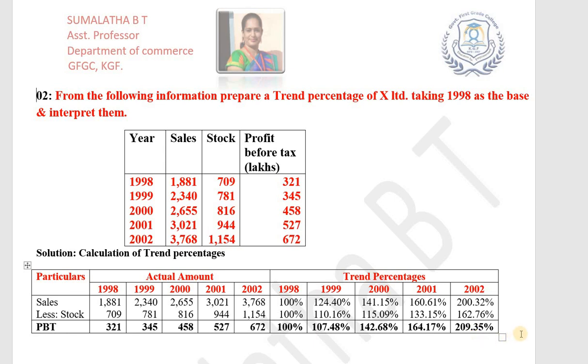So X Limited can expect there will be a good profit even in the future days, that is in 2003 and 4. So that is how you can give an interpretation. In this problem there is a gradual increase. But sometimes what happens? There will be a 3 years increase and only 1 year decrease. But you can give a statement that the 3 years record is doing well with only one aspect. The 4th year information shows sales has come down, but still you can expect good sales in the next year when they take correct measures.